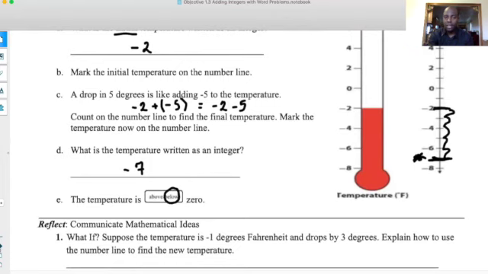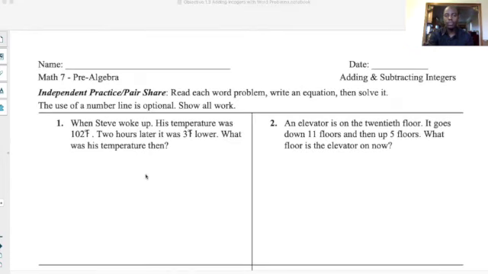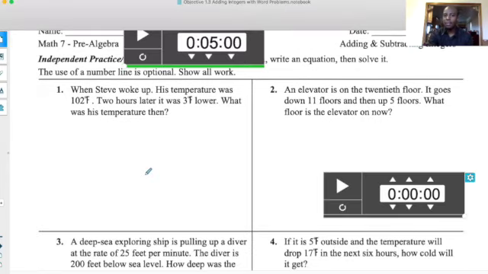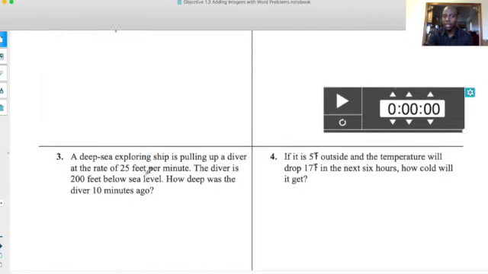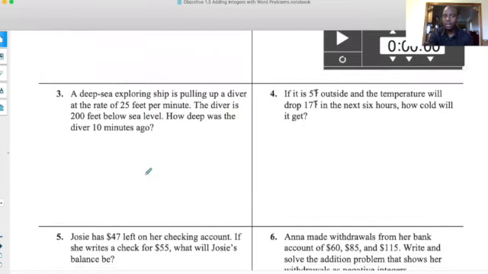After you've done your reflections, what I want you to do is work on the independent practice. Read each one of these carefully. As I mentioned, read the word problem one time and then read again and highlight the important information. Then begin to create the scenario that you're looking at. All right, take your time. Some of these can be a little bit tricky.